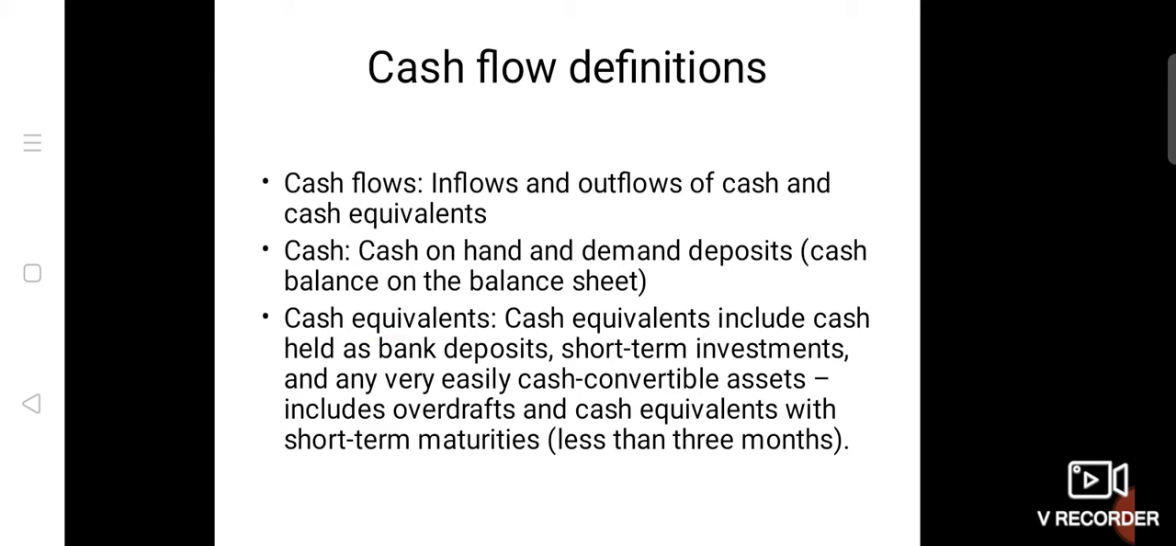Cash equivalents include cash held as bank deposits, short-term investments, and any very easily cash convertible assets. It includes overdrafts and cash equivalents with short-term maturities. So cash equivalents include cash held as bank deposits, short-term investments, and very easily cash convertible assets. These are the main definitions: one is cash and the other is cash equivalents.